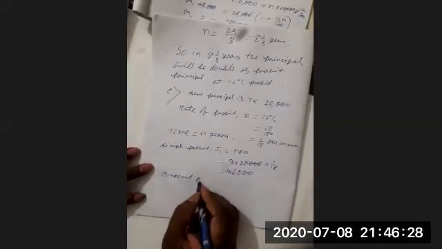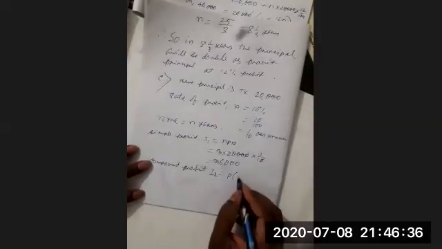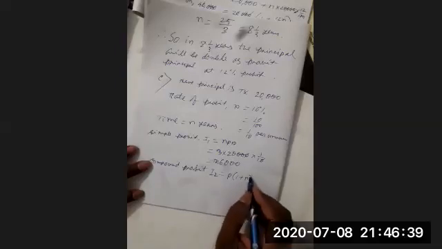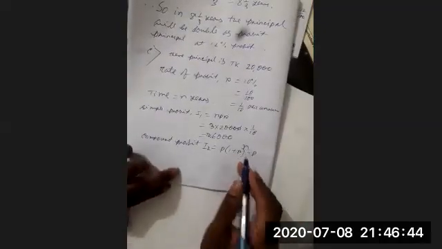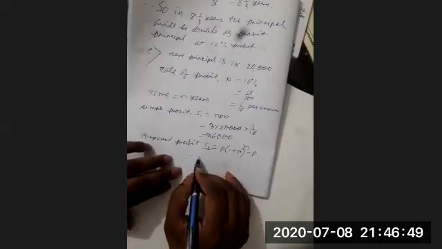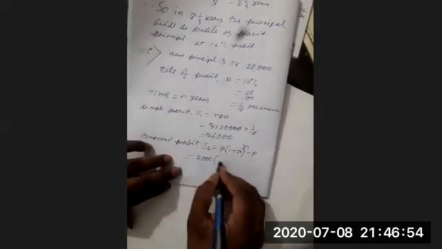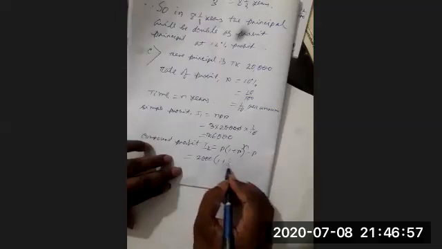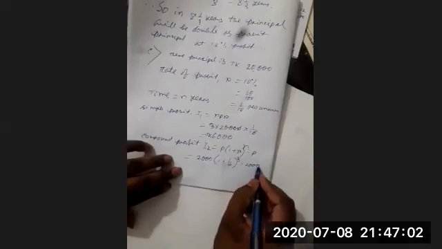Compound profit I2 equal P into 1 plus R whole to the power N minus P. It is the compound profit. So what is the compound profit? Here the value of P is 20,000, 1 plus R, that is 1/10, and N is 3, minus 20,000.